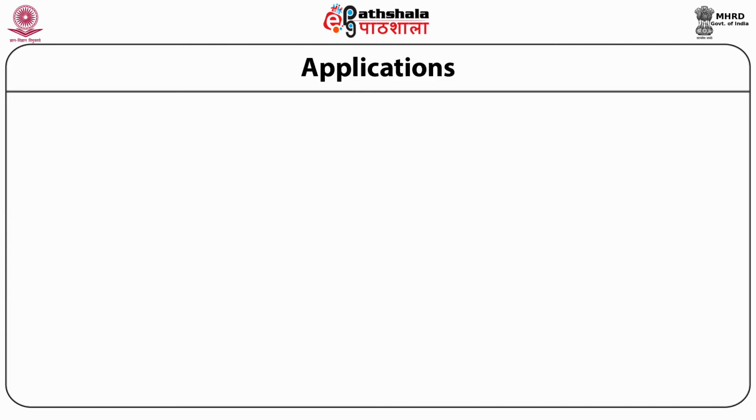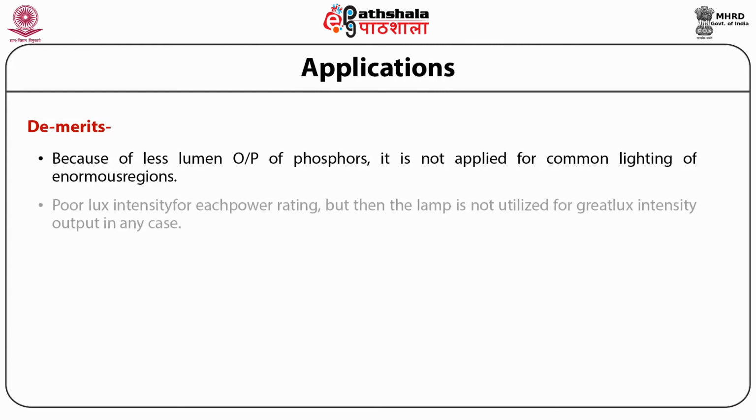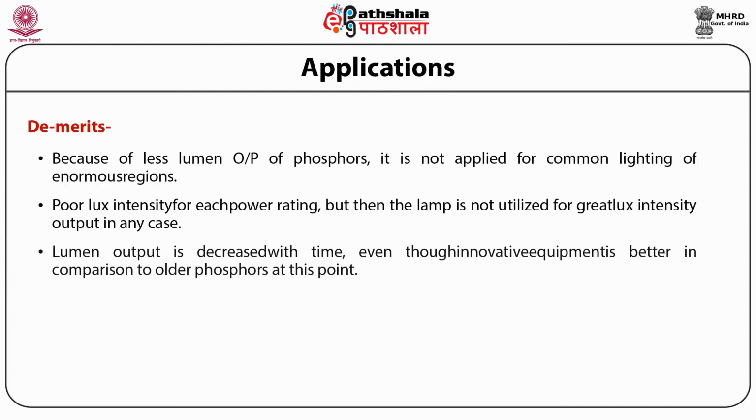We will now discuss the demerits of electroluminescence. Because of the low lumen output of phosphors, it is not applied for common lighting of enormous regions. Secondly, there is poor lux intensity for each power rating, but then the lamp is not utilized for great lux intensity output in any case. Third, lumen output decreases with time, even though the innovative equipment is better in comparison to older phosphors at this point.